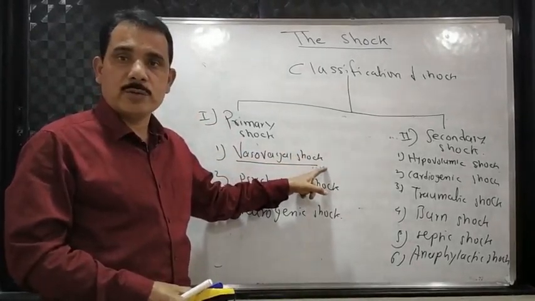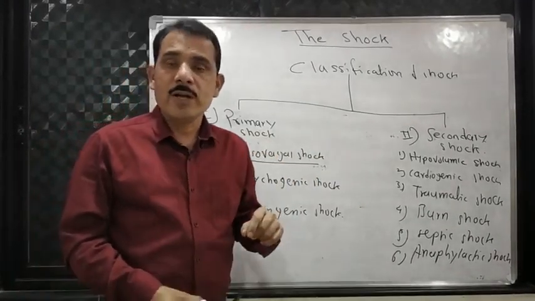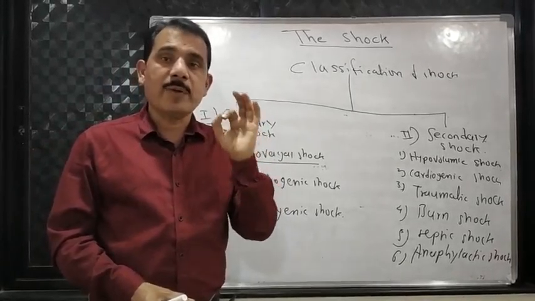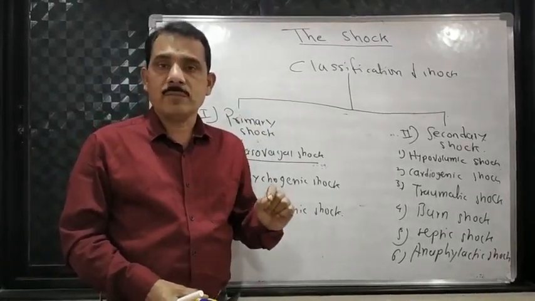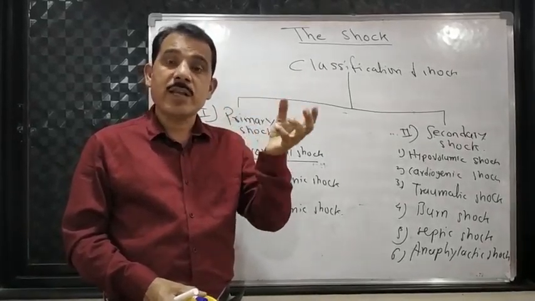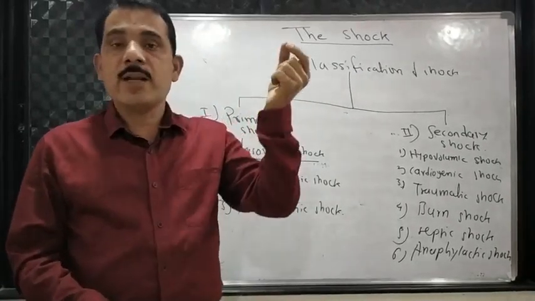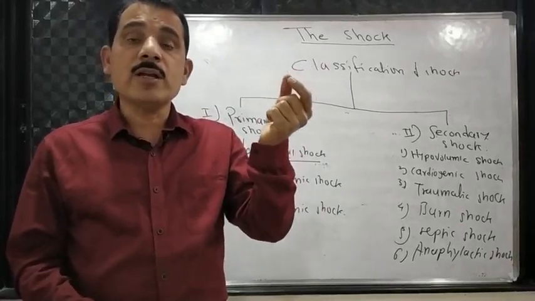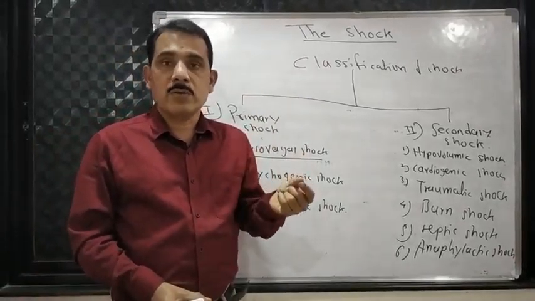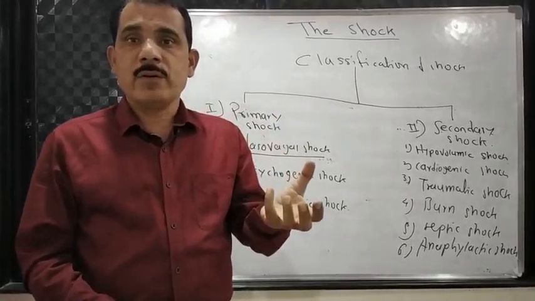Did you understand? The next one is psychogenic shock. The psychogenic shock is another type of primary shock, which occurs from disturbances at the psychic level. That's why its generation is where? On the mental level. So that's why it's called psychogenic shock, which occurs from fear, fright, overjoy, grief, sadness.